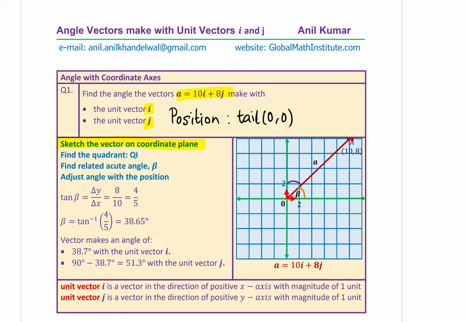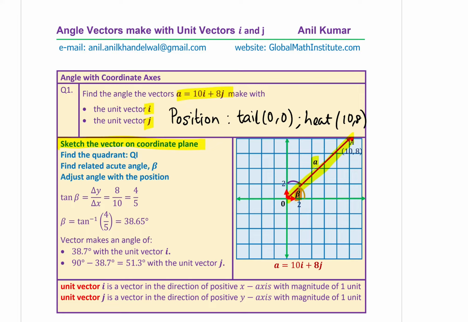And the head is at the point which is in this case 10, 8. With that in mind, I've sketched the vector shown here. So this is the vector which reflects the vector A as written here. Perfect. Tail being at the origin and the head being at the point 10, 8. Now, this is the related acute angle for us, beta.